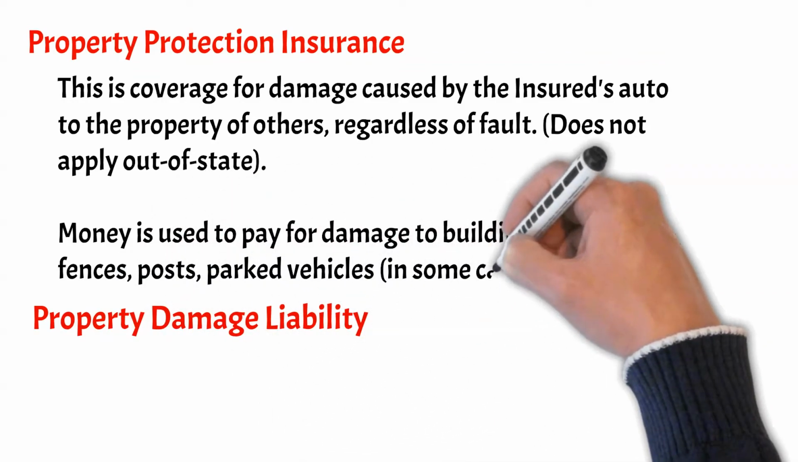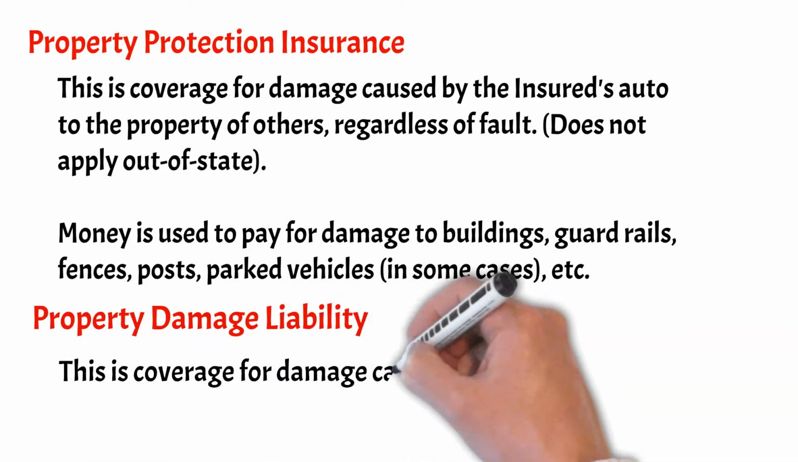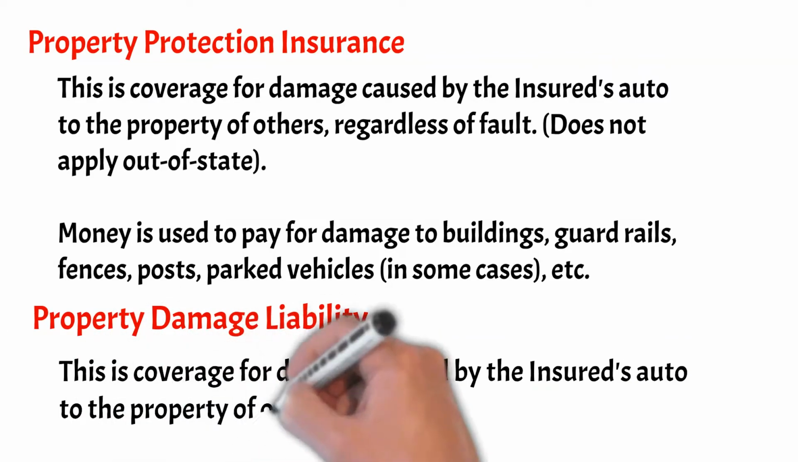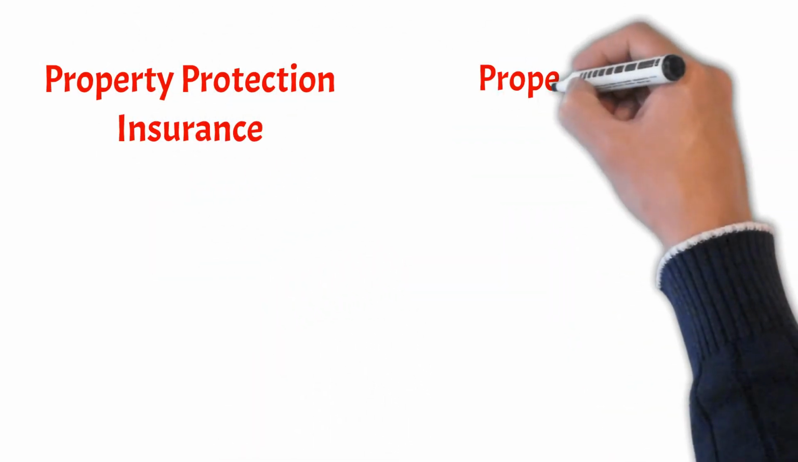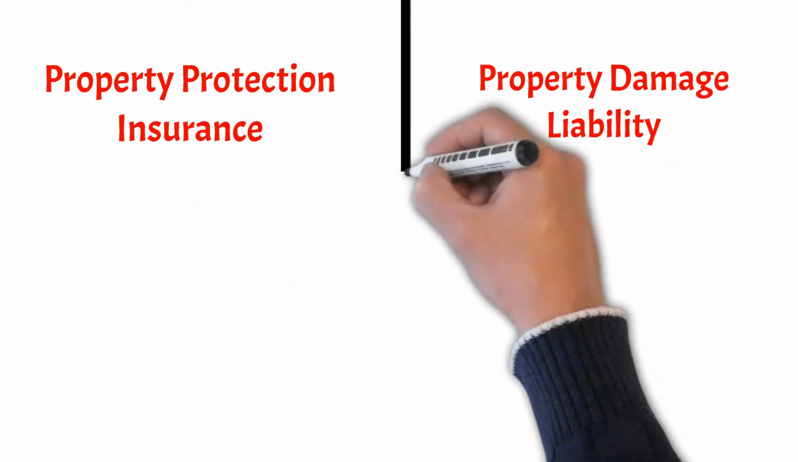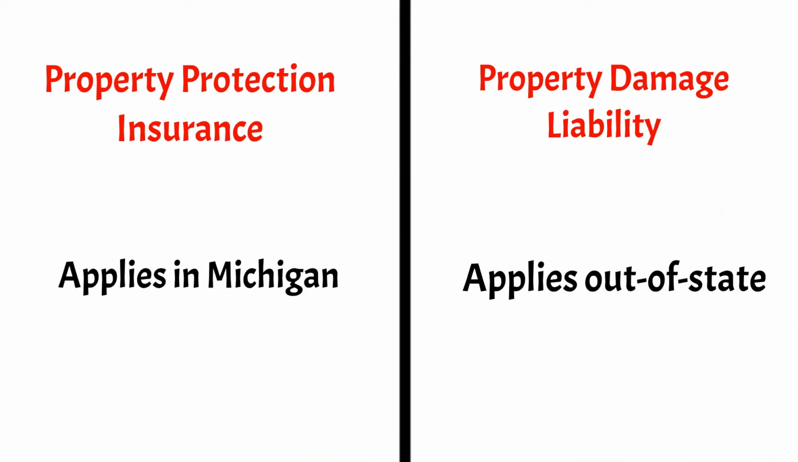Property damage liability is coverage for damage caused by the insured's auto to the property of others outside of the state of Michigan. So essentially, these two coverages serve the same purpose. However, one applies inside the state of Michigan and the other applies outside of the state of Michigan. Now, let's discuss the amount of coverage you should have for each of these.